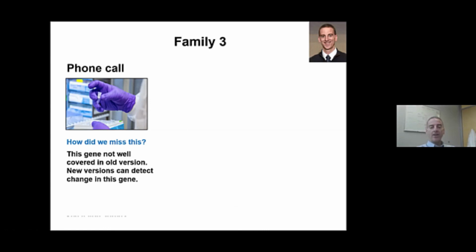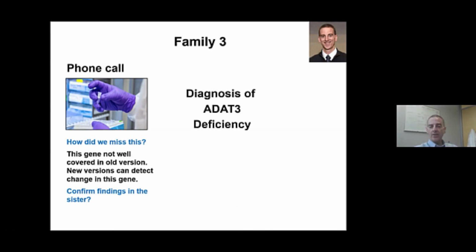And I said, well, is there a way that we can confirm these findings in the sister? And they said, we would be happy to do so. And so they were able to confirm those findings. And it helped us to understand what was going on for this particular family. And we knew that, again, she carried it and all the things kind of made sense. So the diagnosis was made of ADAT3 deficiency. What is this? Well, I made a phone call and told the mom, yes, we have the answer for sure.